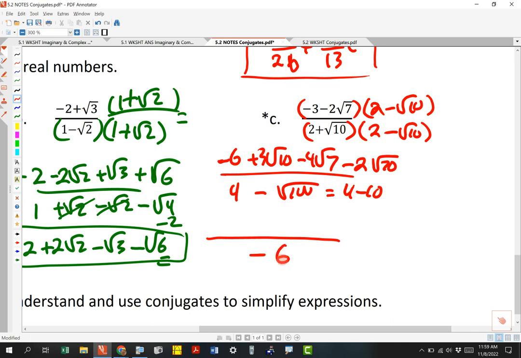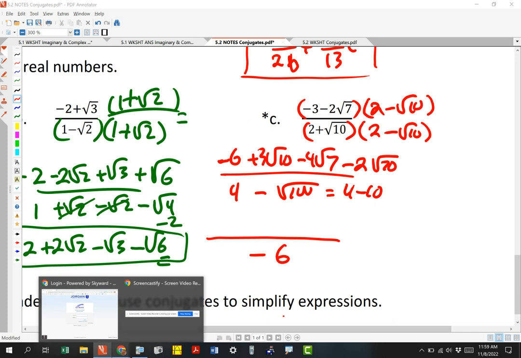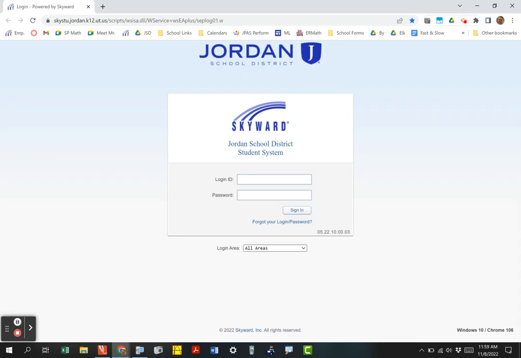Divide it all by what? 6. So it's 4 minus 10. It's just 4 minus 10. Wait, is 4 minus 10 negative?